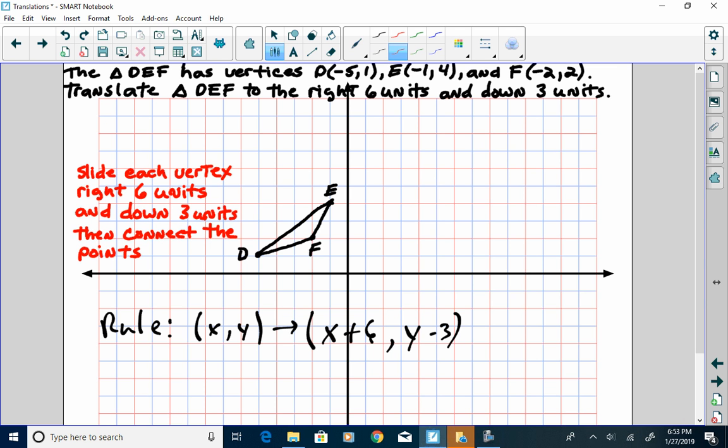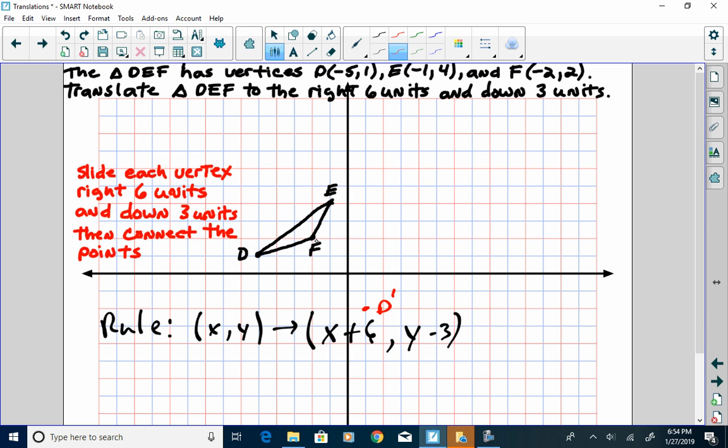So if we actually translate 6 right, 3 down, I take each point, start with D, and I go 6 to the right, 1, 2, 3, 4, 5, 6. Put a point. Oh, I didn't do 3 down though. Let's undo that. Try that again. All right, I have to go 6 right. 1, 2, 3, 4, 5, and 6. Then we're going 3 down. 1, 2, 3. I put a point, and that's my D prime.